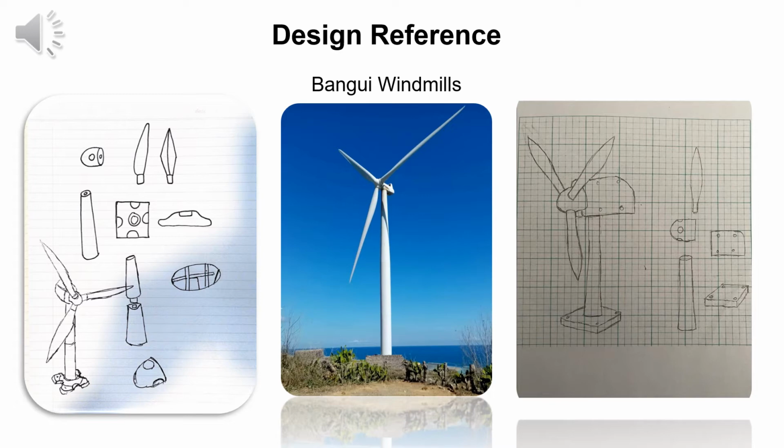For the design reference of the wind turbine, we started off with a sketch. Then we used a photo of the Bangui windmills to get the general shape of each part. In terms of measurement, we used a 1:4 ratio of the actual turbine measurement to model the 5 main parts of the wind turbine.